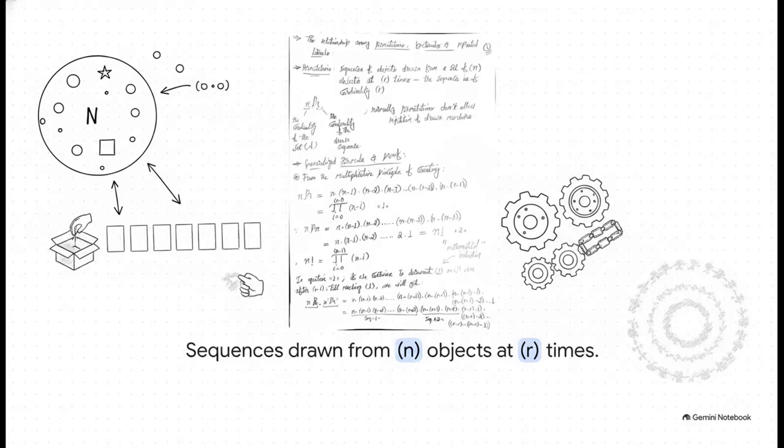Looking at the author's notes, they define our starting point really clearly. Permutations are sequences where we draw a cardinality of r from a set of n. And here's the kicker for these strict rules. Normal permutations do not allow repetitions of the drawn members. Basically, once you pick an item, boom, it's gone from the pool.